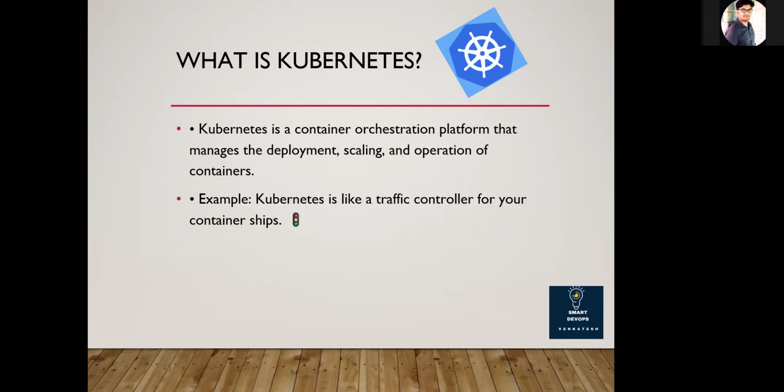It also provides features like load balancing, auto scaling, self healing, and rolling updates, which ensure your containerized applications are always available and performant. It's essentially the brain behind managing containers in your production environment. That's the beauty of Kubernetes. Both work hand in hand to keep your application running and healthy. As an example, Kubernetes is like traffic control for your container ships: whether containers are running or images are getting deployed, many things are taken care of by Kubernetes.